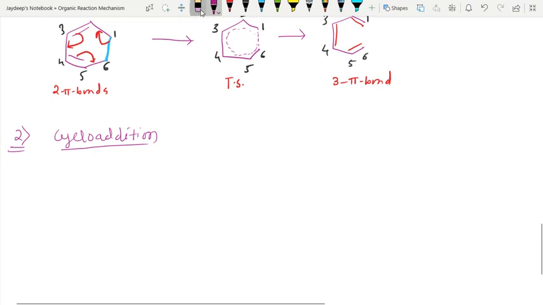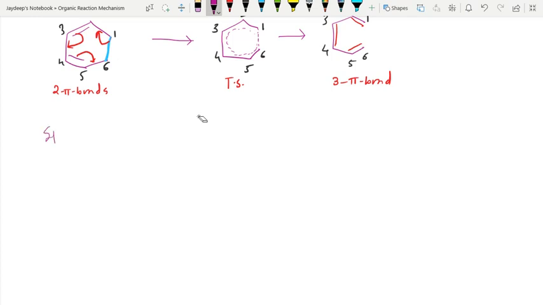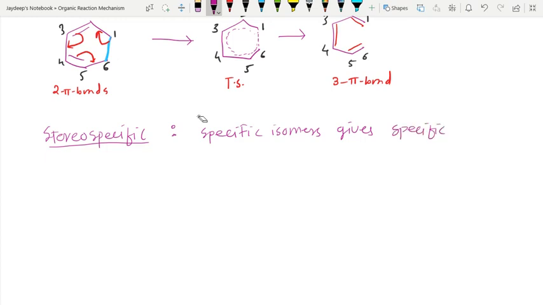Sorry, one more point is important here. We're going to consider that these reactions are stereospecific, as said earlier. The electrocyclic reactions are stereospecific. Stereospecific means a specific isomer gives a specific product.